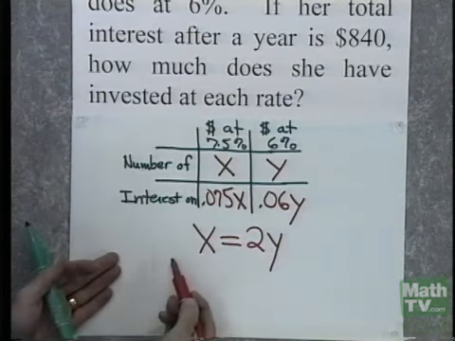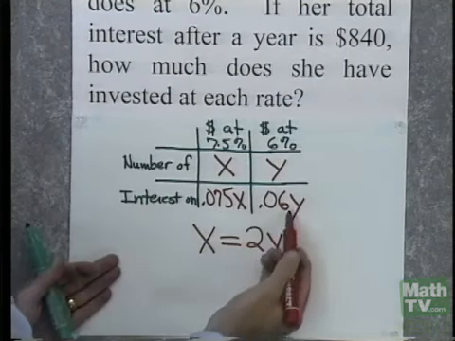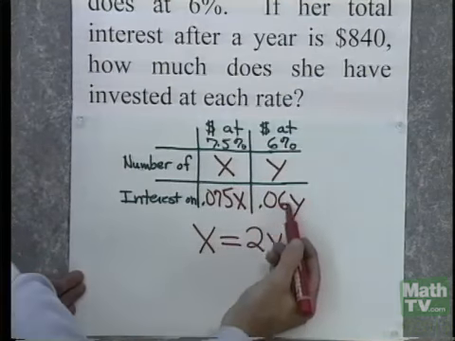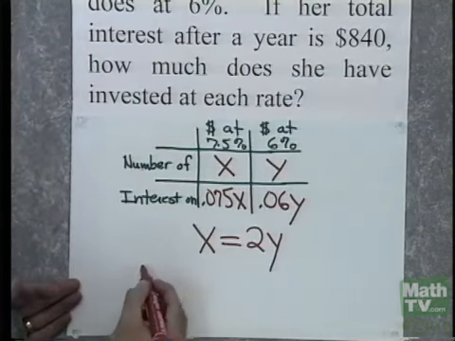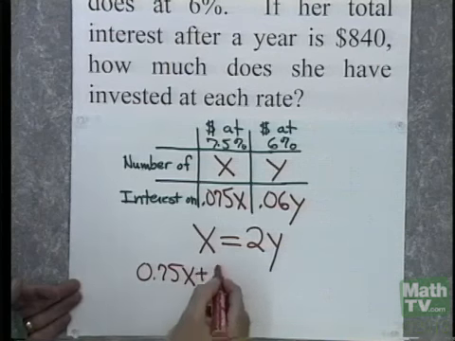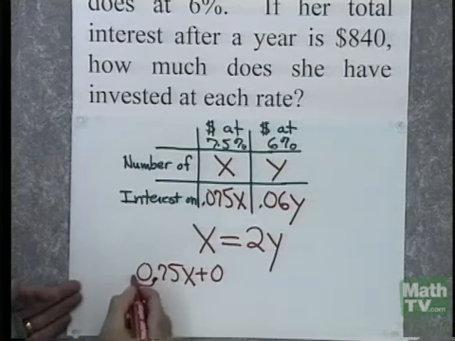The second equation I'm going to get comes from the fact that she earns $840 in interest after the first year. That comes from the interest on these x dollars plus the interest on these y dollars right here. So 0.075x plus, let me just take this away right here, move it over here.